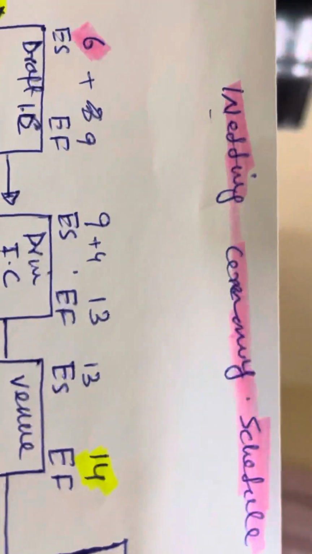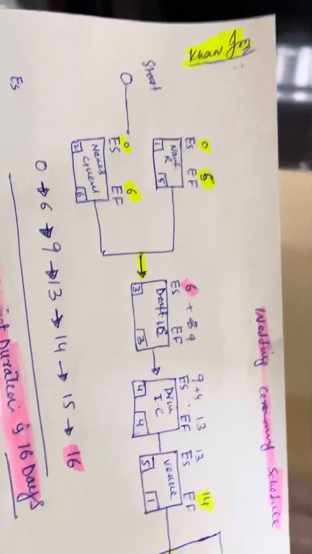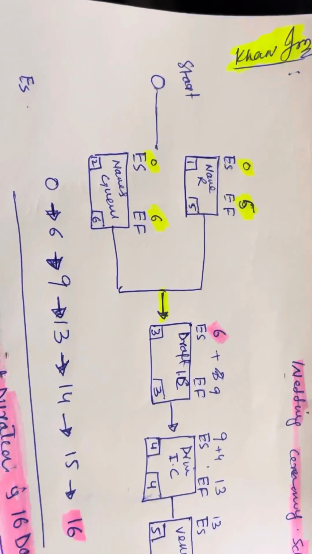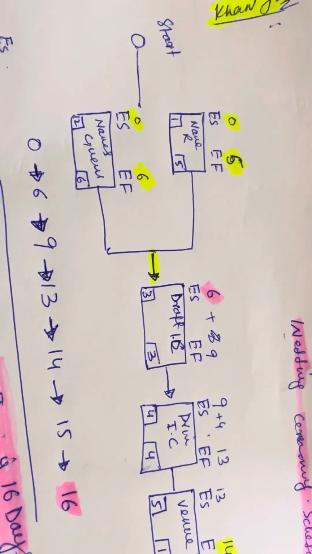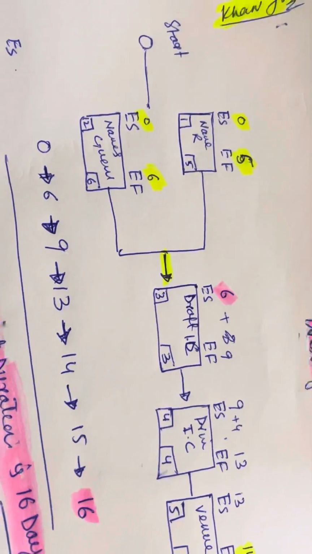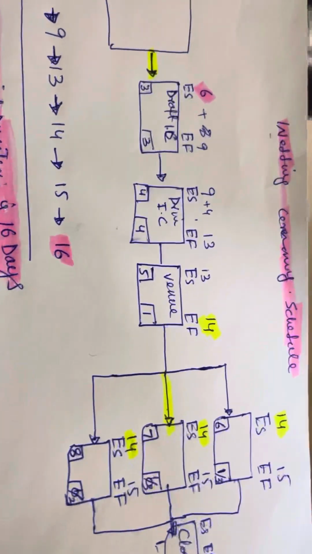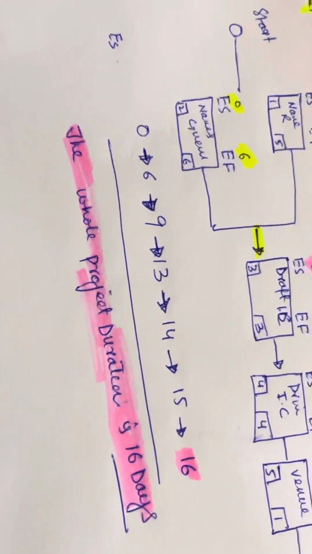So here is the same wedding ceremony schedule. We call it the project schedule. This was our small project just for understanding. Now I do the earliest start and earliest finish time. So we go from left to right, and it's a forward calculation. I explained this in the last video, forward calculation and backward calculation.